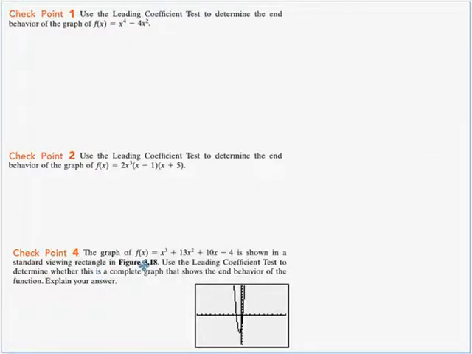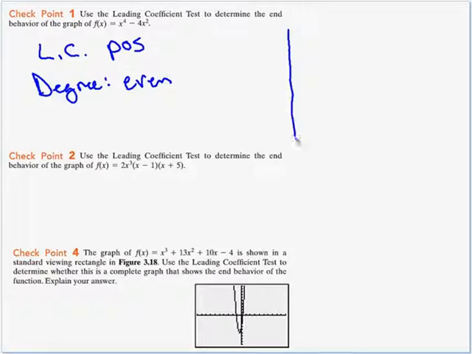Some practice problems for you to try. Shouldn't take you too long. Pause the video, try them out, and see if you got them right. All right, the first one, use the leading coefficient test to determine the end behavior of the graph of this function. Oh, leading coefficient, positive. Degree, even. Even degree, positive, means we're going to be going up. We're going to be going up to the right and up to the left.